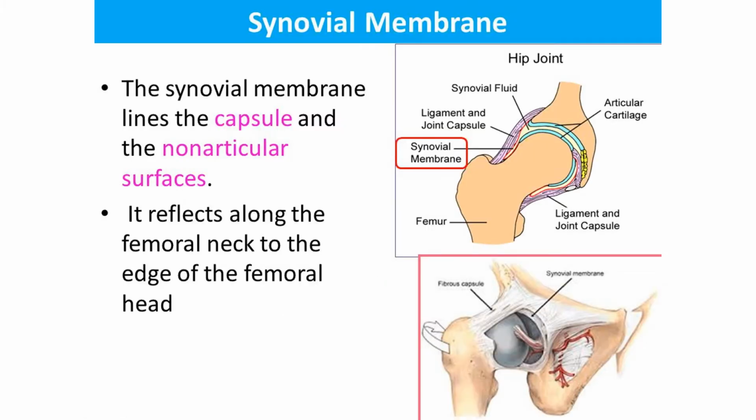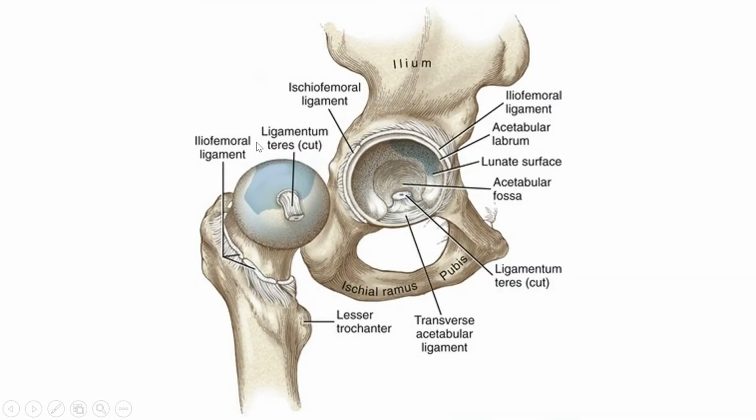Now, I'll talk about the capsule. The capsule of any joint wraps the joint from all around. Here you can see a window has been cut just to help you understand what the deeper structures are. Actually, it is all covered with the joint capsule. So what is the capsule?